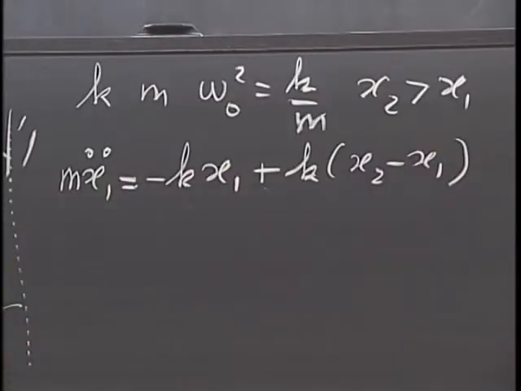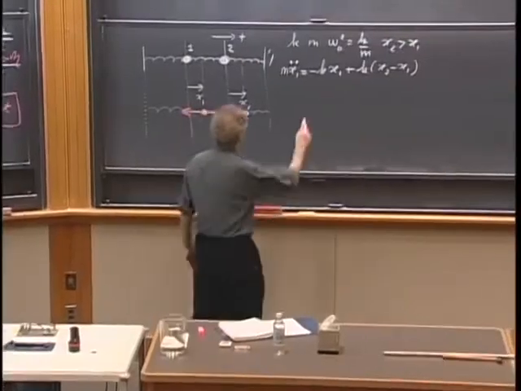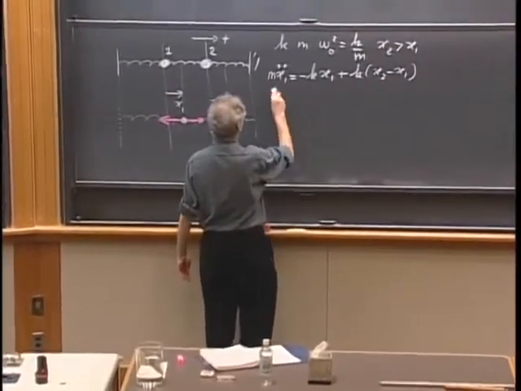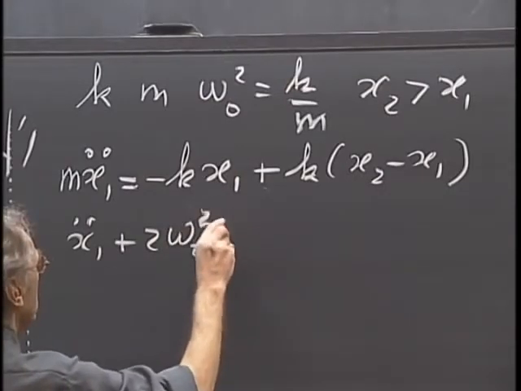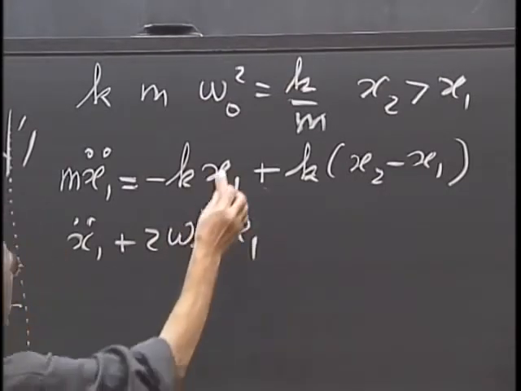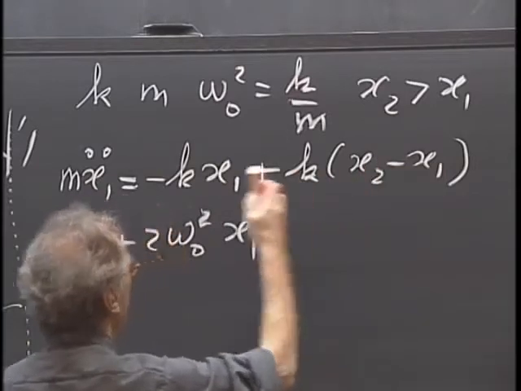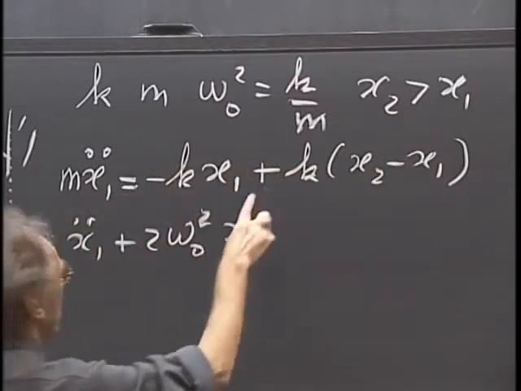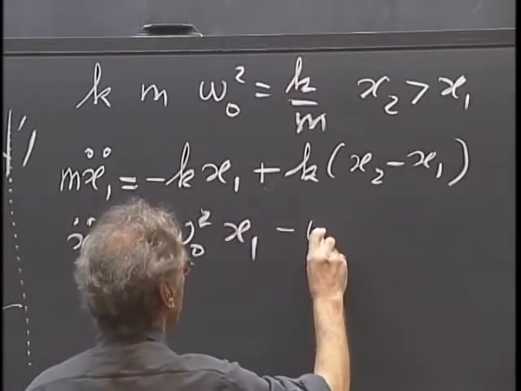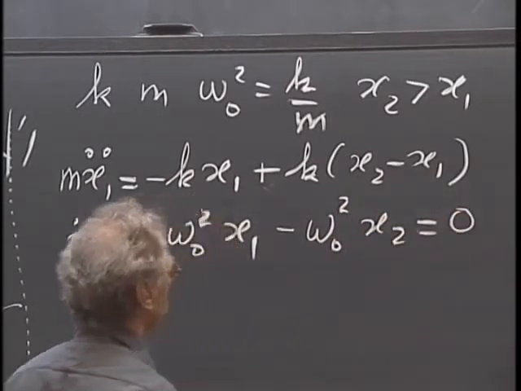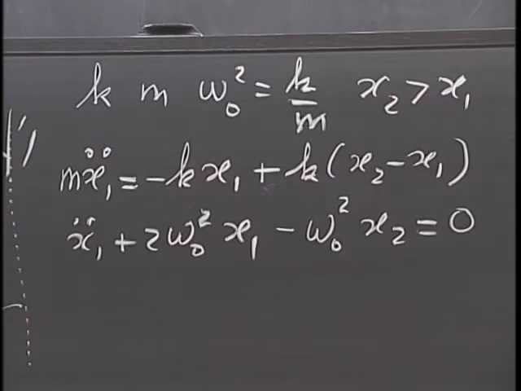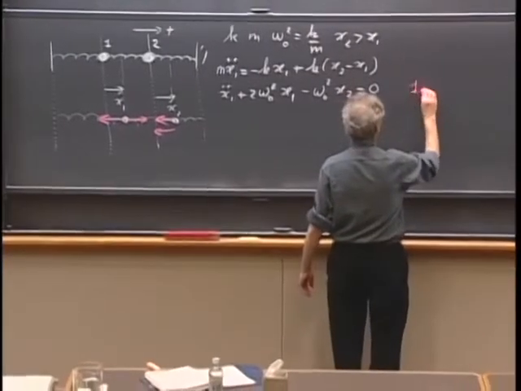I can divide m out, and then I get x1 double dot plus 2 omega 0 squared times x1. You notice I have one here and one here, they both have a minus sign. And then I have here plus, so that becomes minus omega 0 squared times x2. That is 0. So that is my first differential equation. So I put a 1 here.